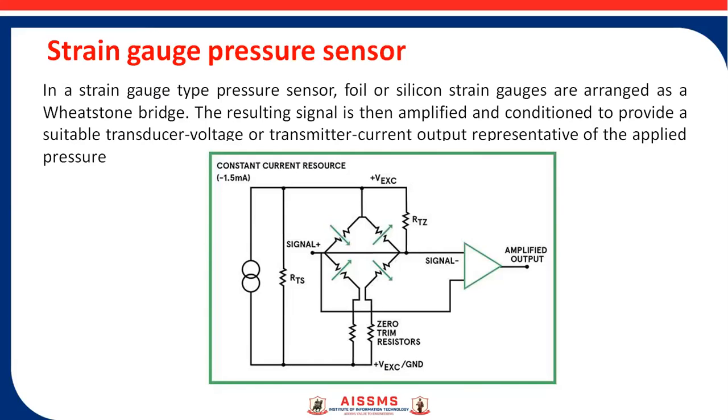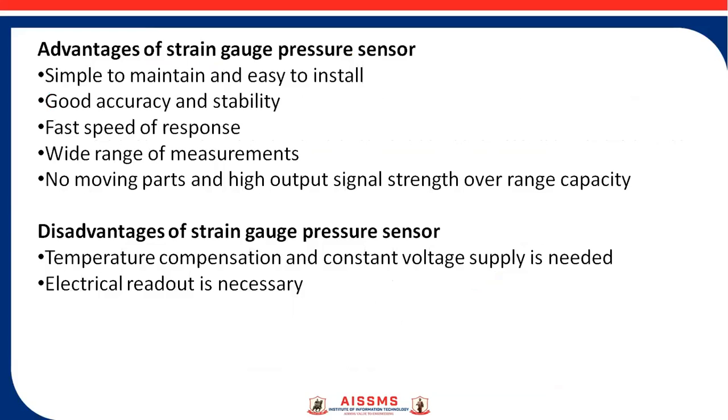There are certain advantages of strain gauge pressure sensor. Those are, it is simple to maintain and easy to install. It has good accuracy and stability, fast speed of response, wide range of measurements, no moving parts, and high output signal strength over range capacity. Disadvantages are temperature compensation and constant voltage supply is needed. Also, electrical readout is necessary.